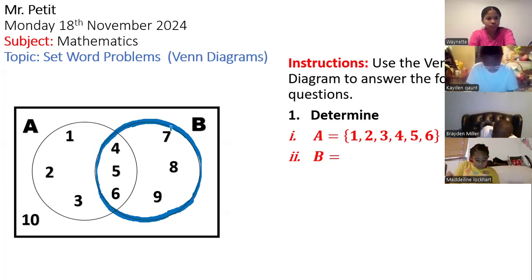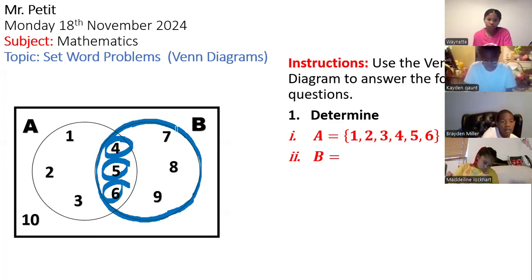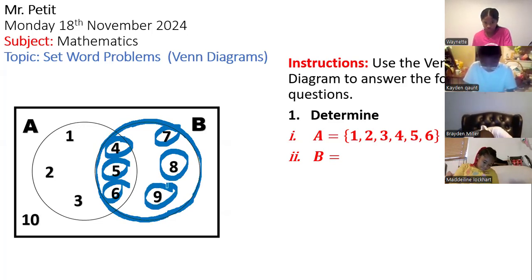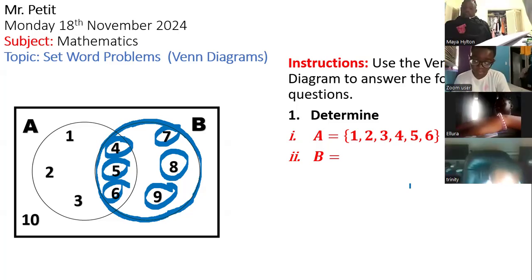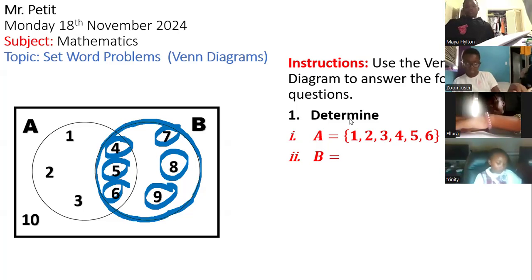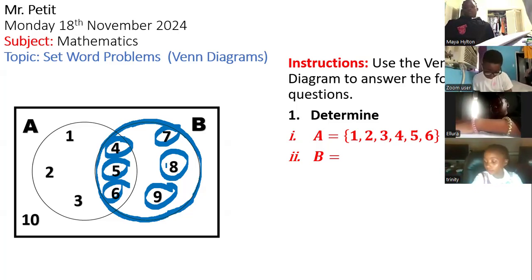I have a question, Mr. Petit. 4, 5, 6, 7, 8, and 9. Go ahead. When you're doing this, will you always get 4, 5, and 6? No. It's just the numbers that are in the middle right now. So 4, 5, 6, 7, 8, and 9, that's all of B.